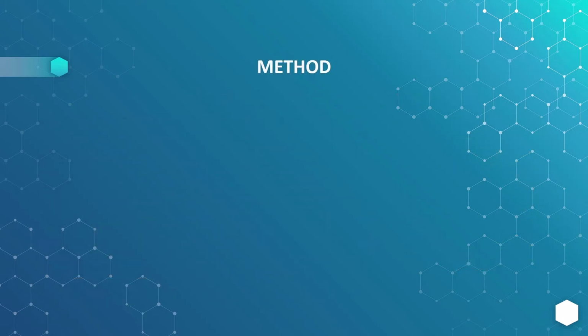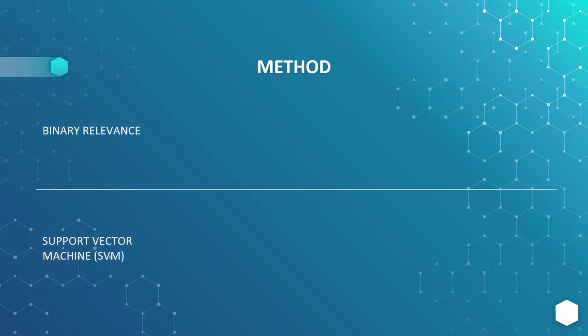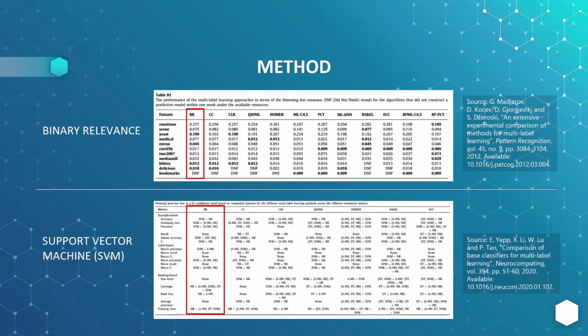The foundation for the multi-label classification is built upon a binary relevance problem transformation method with a support vector machine classifier, both of which were chosen due to promising results from past research as well as time and resource constraints.